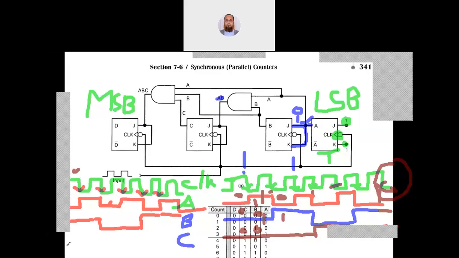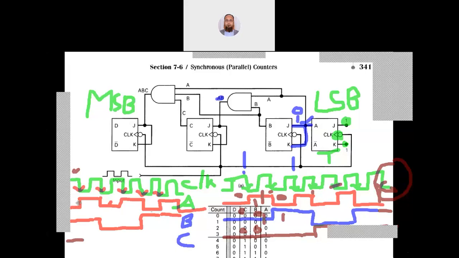Okay, let's talk about C. Okay, so what about C? So C was in the high state. Okay, C was in the high state. So here A is 0, B is 0.